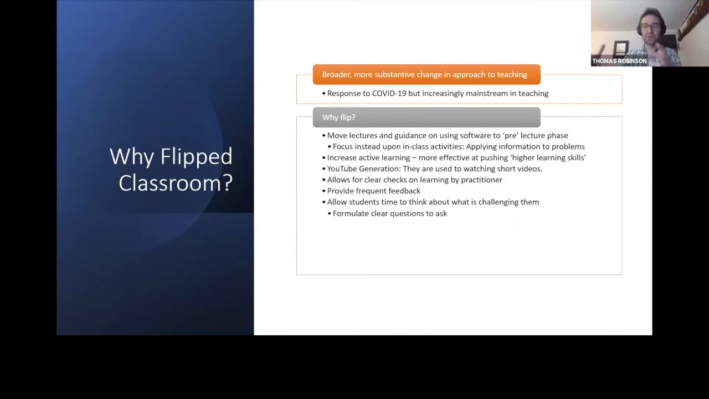So in fact, we can use that time just to focus on in-class activities and interactive ways of learning that are going to allow us to apply the core content in a very applied, very hands-on manner. And in general, what this is going to allow us to do is increase the amount of active learning that's going on in our classrooms. And they're the kind of higher learning skills that we really want our students to take away.